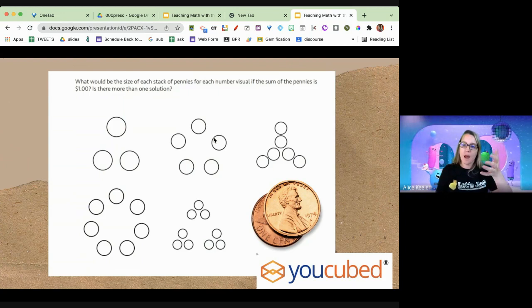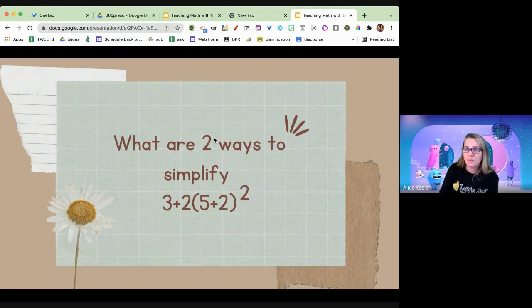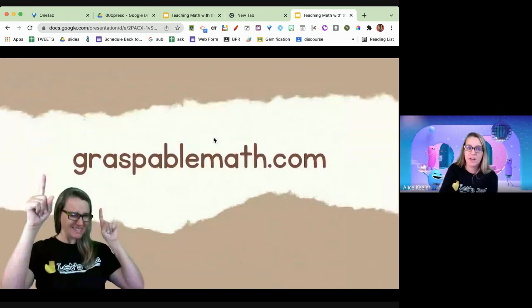So I want a math problem where they have to think about it. It's not that you're dumb, you have to think about it. That's what I love about open middle questions: you're not allowed to get it right the first time. It takes several iterations. And for a math problem that seems really simple, like 3 + 2 × 5 + 2 squared, instead of asking what's the answer, I ask, what are 2 ways to do it? And Graspable Math is really great for this.